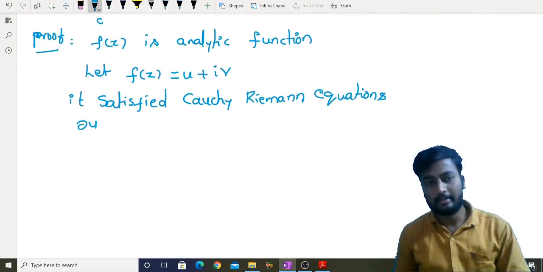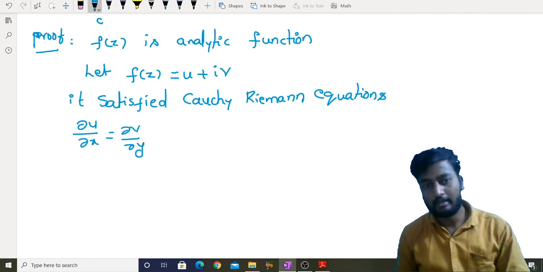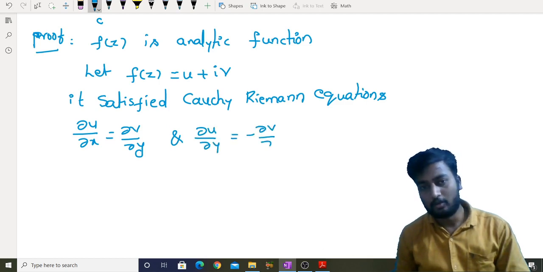Dou u by dou x is equal to dou v by dou y, and dou u by dou y is equal to minus dou v by dou x. These equations are called the Cauchy-Riemann equations, and also these partial derivatives are continuous, right? Now, what is f of z dz?